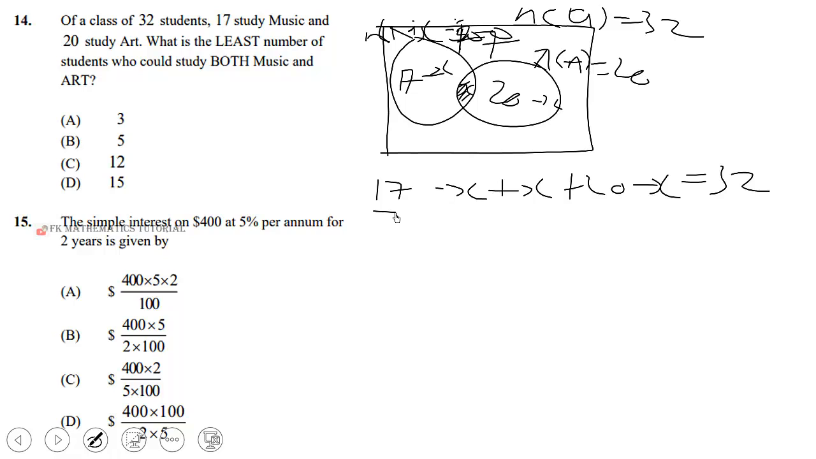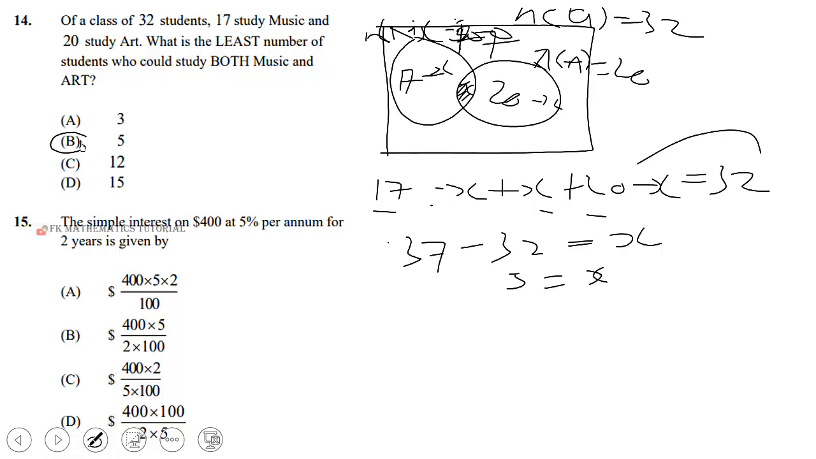So 17 plus 20 will be 37. Now this and this will cancel out. So 37 minus 32 will be equal to 5. So at least 5 study both music and art.